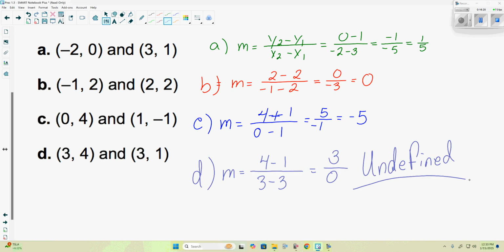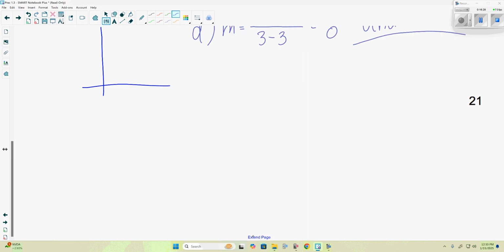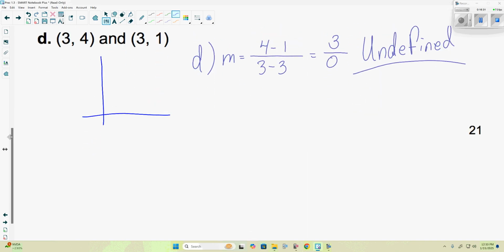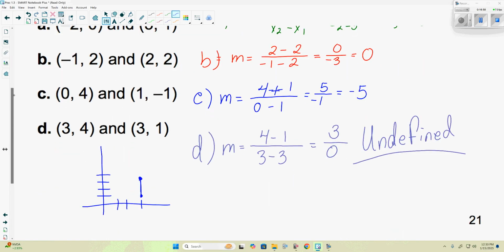So it's undefined. Because if we think about the last one graphically, on a coordinate plane, what we have is the point 1, 2, 3, 1, 2, 3, 4. And the other point is 3, 1. You want to try up and down. There is no slope. It's undefined. Questions on finding the slope?